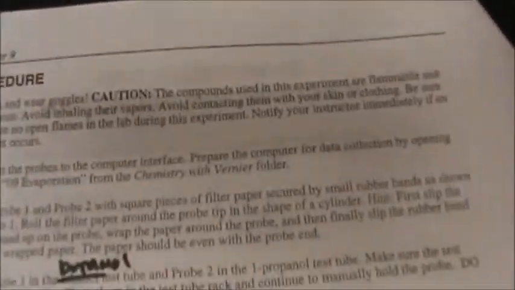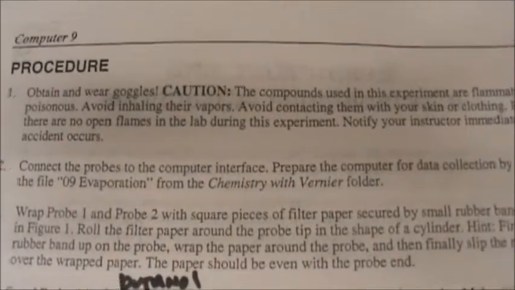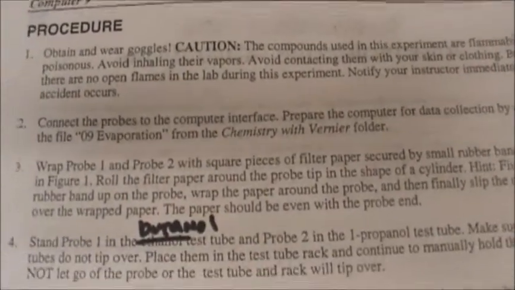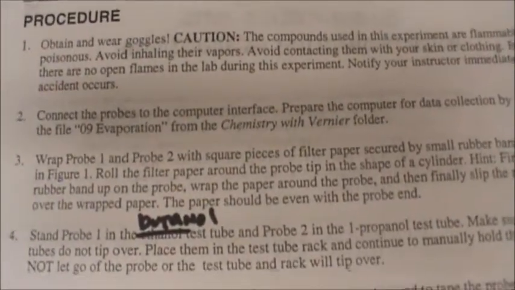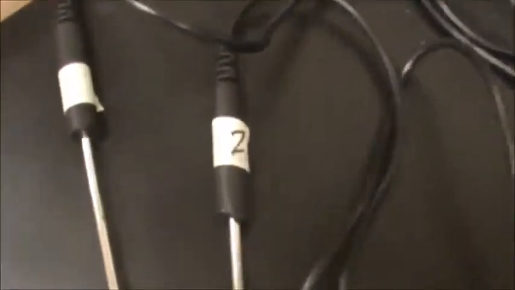And we're going to now start the procedure. To start off, it already says that we're going to obtain some goggles. We already have our goggles on. We're going to connect the probes to the computer interface, which has already been done. We have the interface right there. We have the probes already plugged in, and we also have them taped together so we know which one is temperature number 1 and temperature number 2.